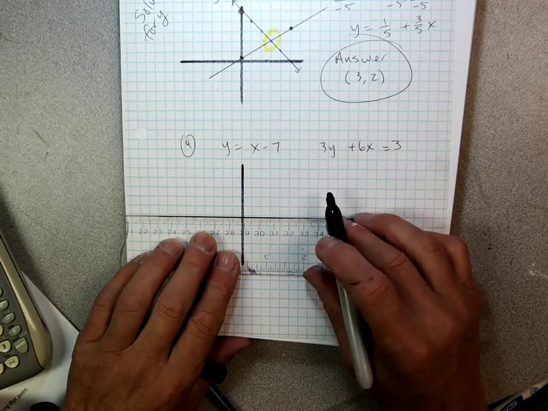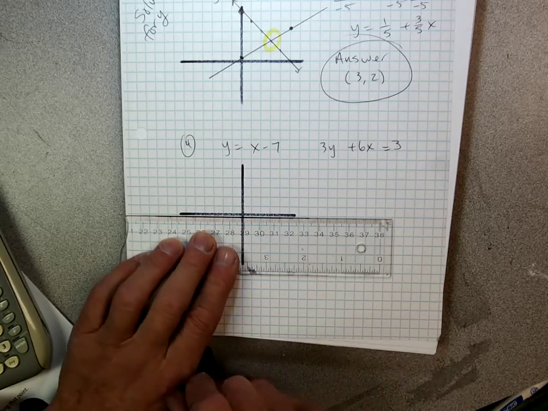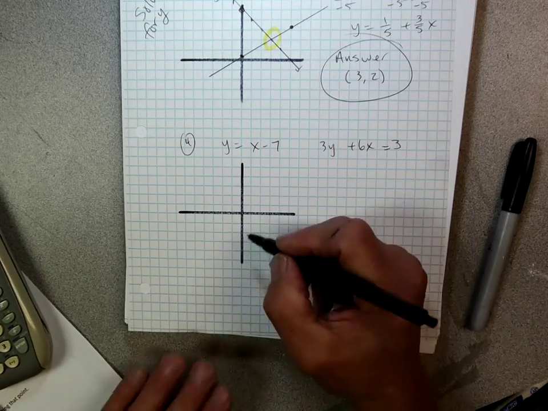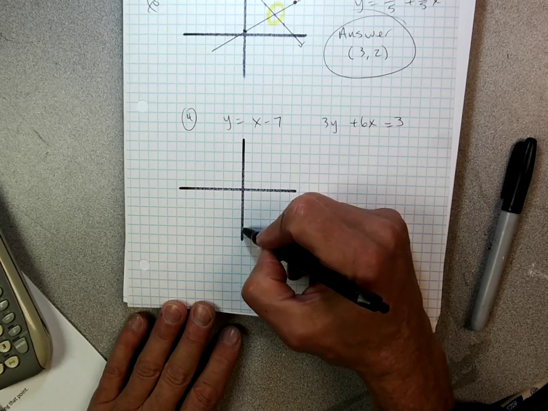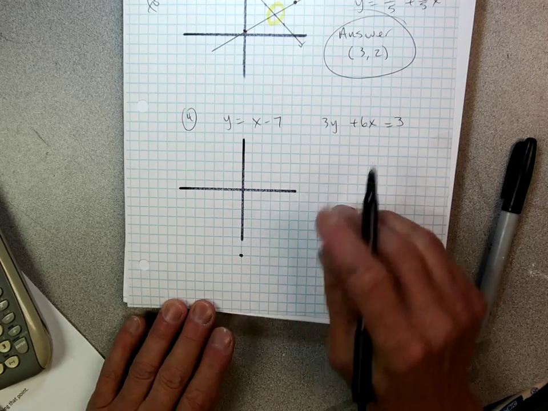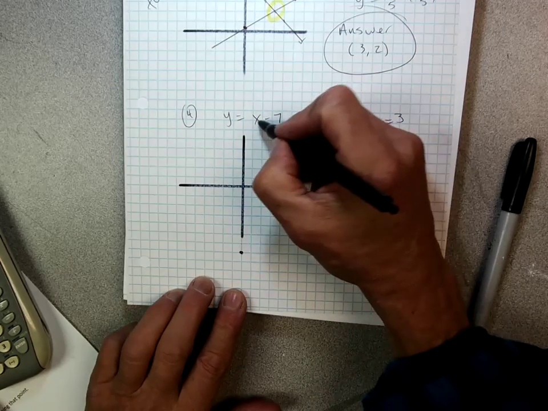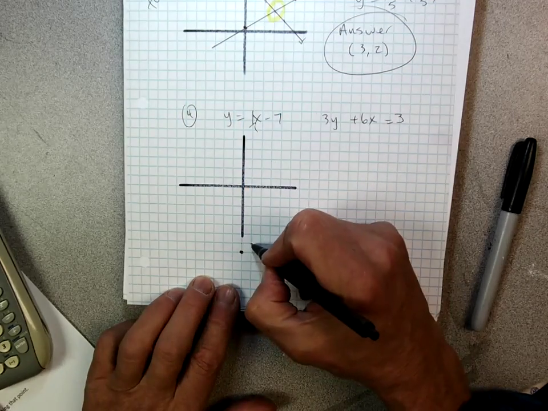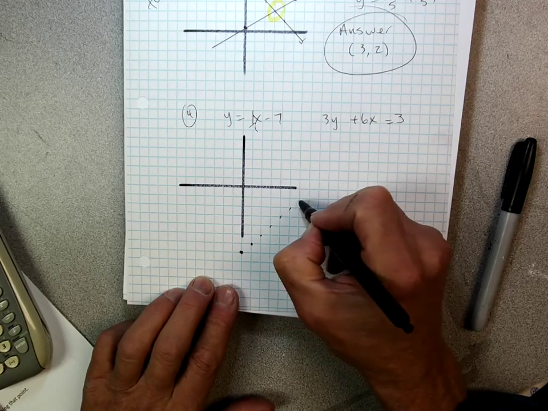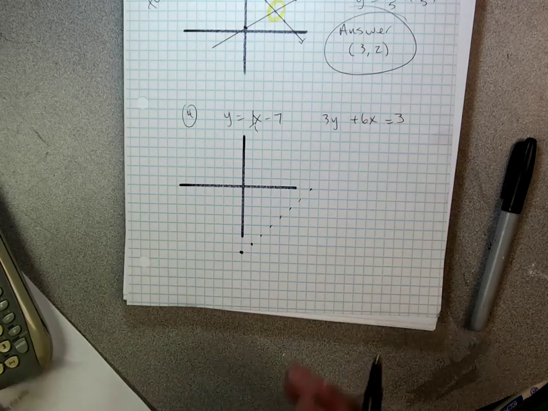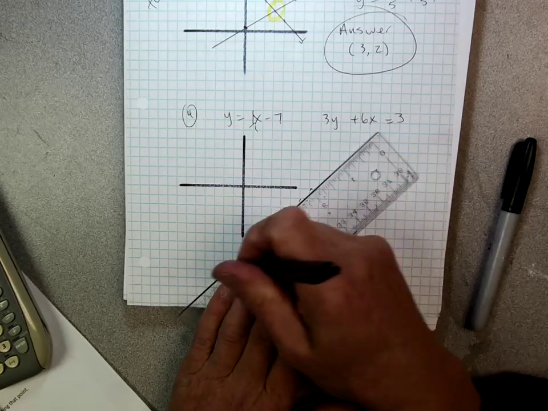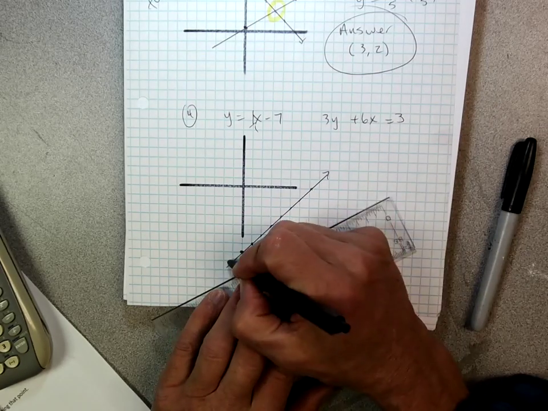So I'm going to go ahead and put my axes down, x and y axes. Start at -7. 1, 2, 3, 4, 5, 6, 7. Way down there, right? And then it's 1x, 1 over 1, so I'm going to go up 1 over 1, up 1 over 1. Right? Draw that line in. There it is. Okay.